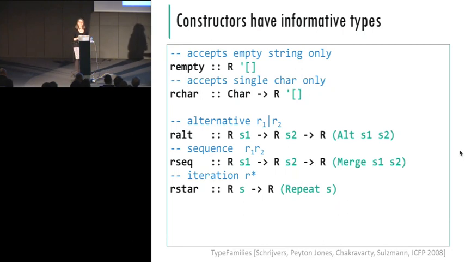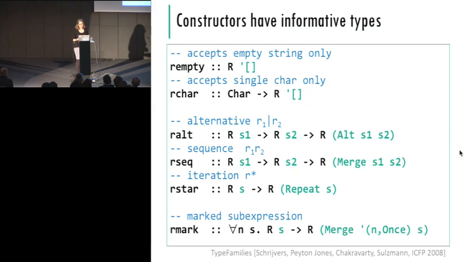And then finally, where do those names come in the first place? When I have a marked sub-expression for a capture group, here's where I need to say, I've seen this particular name exactly once, because I've marked it here in the string. And so I'm going to merge in this pair that says I've seen this name once with the other capture groups that I have found.